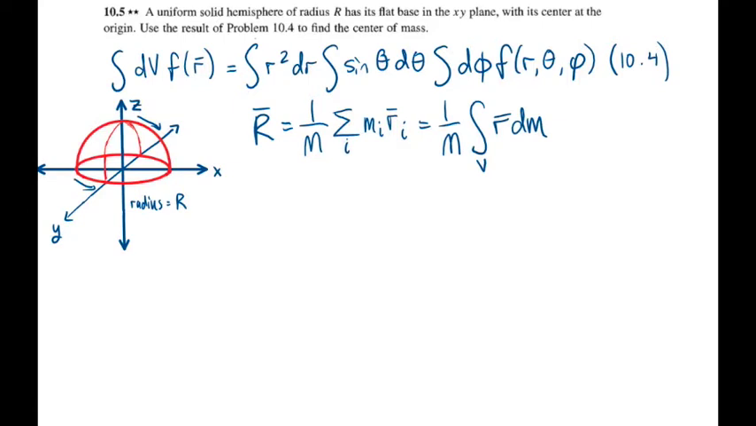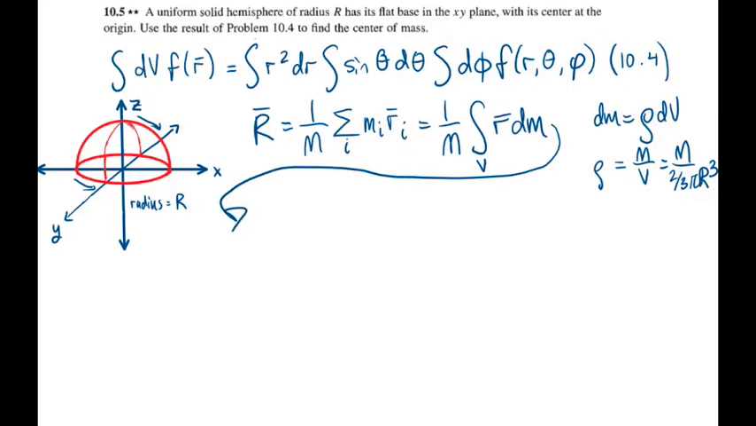And because this is a uniform hemisphere, we know that dm equals rho dv, where rho is the density, which is mass over volume, which is equal to mass over 2/3 pi r cubed, because it's half a sphere. So we'll continue here. Then we have r equals 1 over m times the integral over volume of rho r vector dv. Now, let's break this down and do it in each individual coordinate separately.